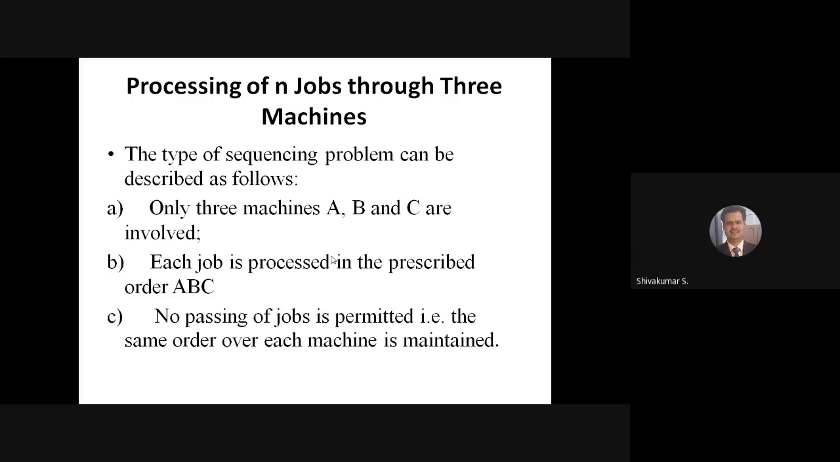You have three machines A, B, and C. Each job is processed in the order A, B, C. No passing of jobs is permitted; the same order over each machine is maintained. So for the entire sequencing, you have to maintain the same order. You can't skip directly from A to C or B to A and something like that. You have to follow the same procedure for the entire sequencing.